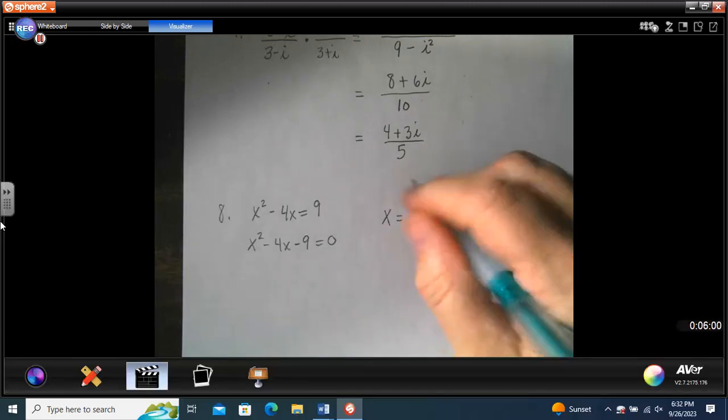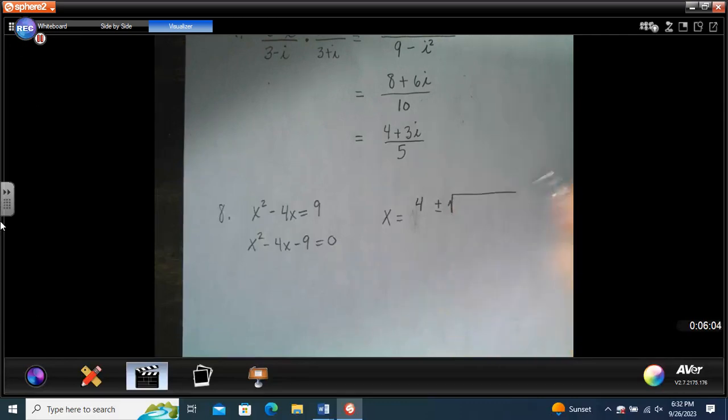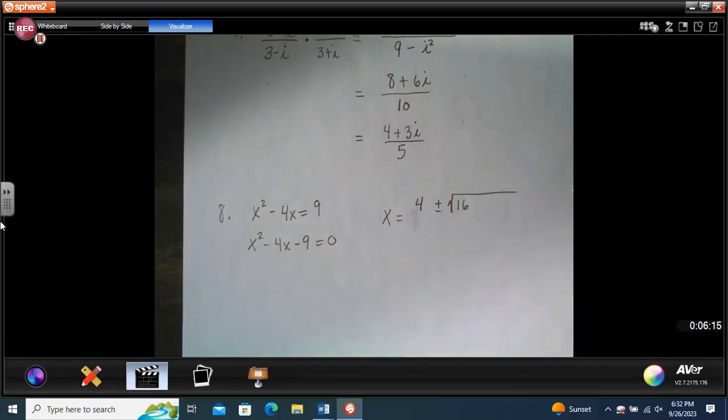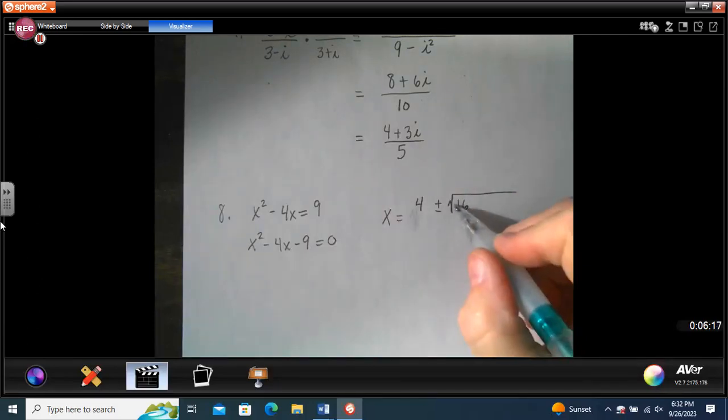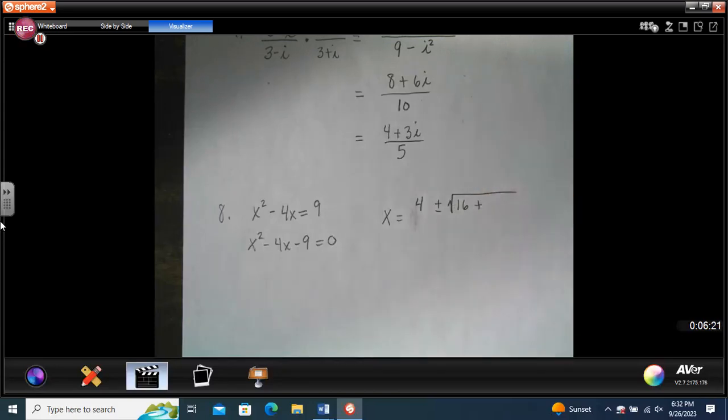But it is the opposite of b. So I'm going to put 4 plus or minus the square root of b squared. And I talked about this in class. That negative is getting squared with the b, with the number in front of x. So that's positive 16. And the quiz we took over this, I saw some negatives in there. And never. We don't say never very often in math, but that's one situation where I will.